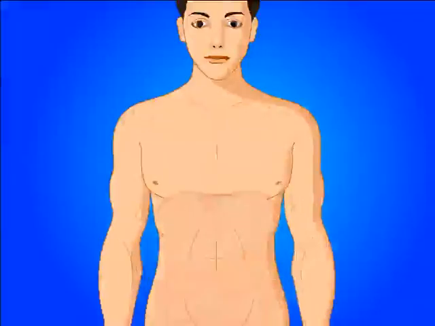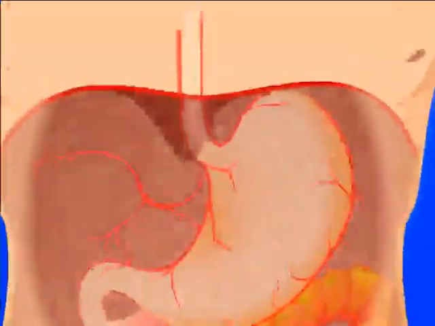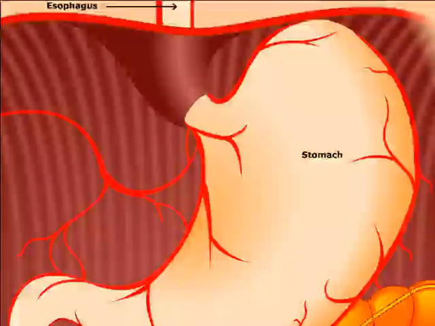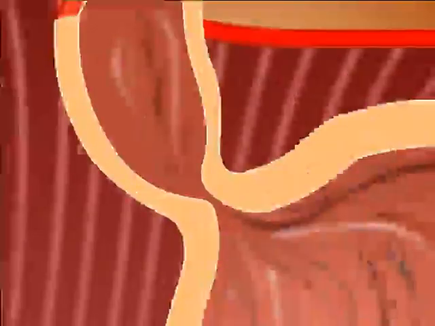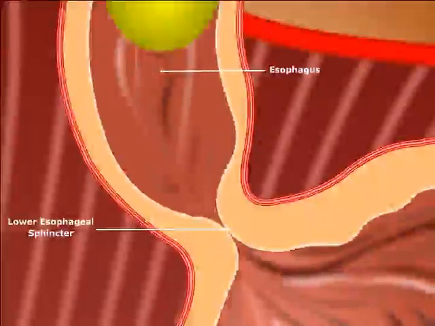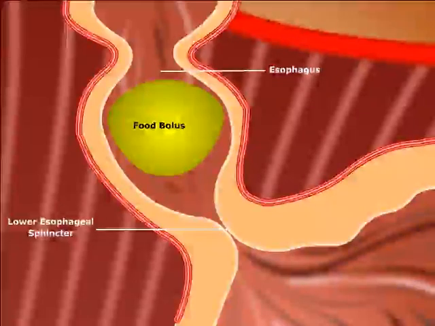Let's take a look at the anatomy involved. We will focus on the lower esophageal region. In the esophagus, swallowed food is pushed down towards the stomach through a series of muscle contractions called peristalsis.